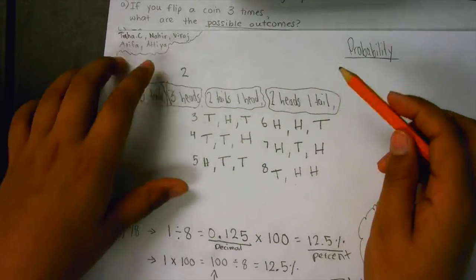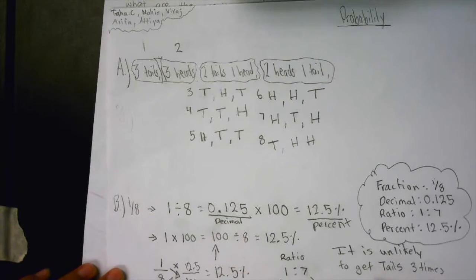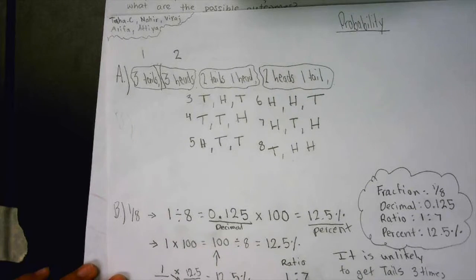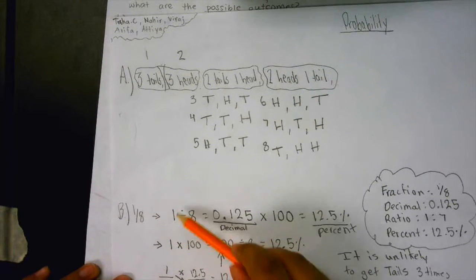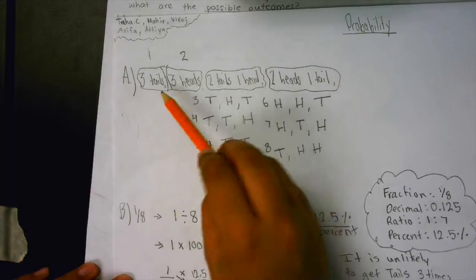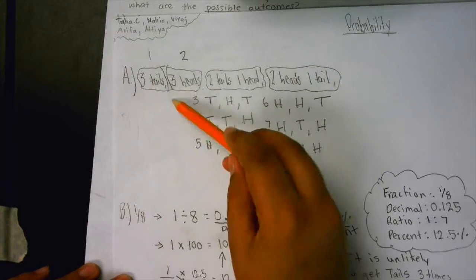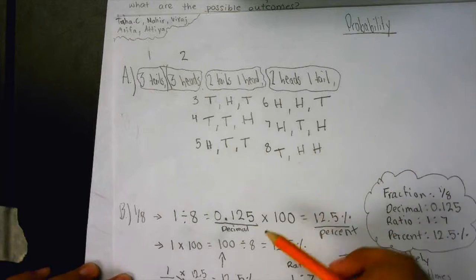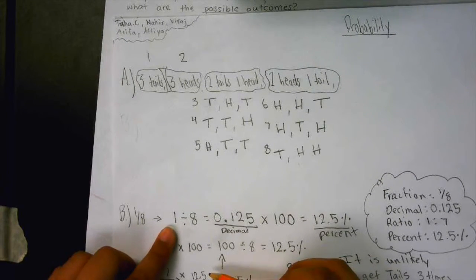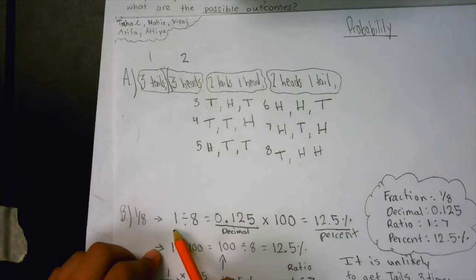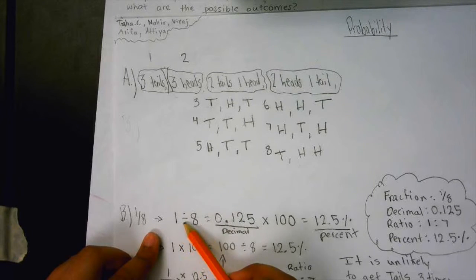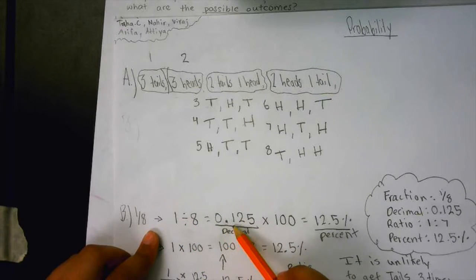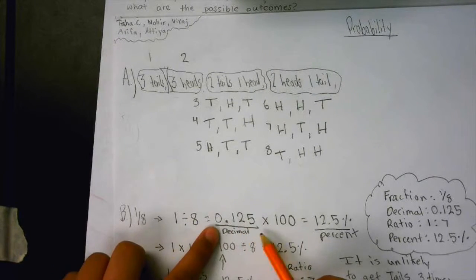Okay, great. And what about part 2? What was the probability of getting tails 3 times in a row? So what we did, we got 1/8, because there's 1 outcome over here, 3 tails, and there are a total of 8 outcomes. So 1, 2, 3, 4, 5, 6, 7, 8, and so we got 1/8. Then to get a decimal, since a fraction is dividing, we did 1 divided by 8, which was 0.125. So that would be the decimal.